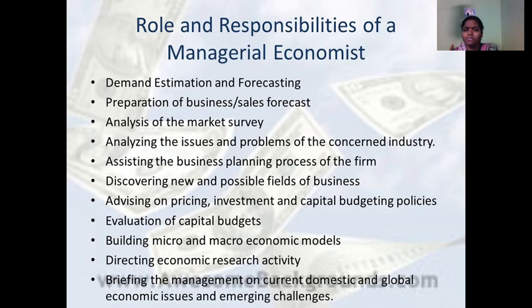The role and responsibility of the managerial economist is nowadays a very tough job, because he is the only person who designs all the things: how the problem has to be solved, how the company and the business are going to be improved. Everything is in the hands of the managerial economist. So first, he must do demand estimation and forecasting, prepare business and sales forecasts, and analyze market surveys, analyzing the issues and problems and the current industry situation. He must also assist the business activity and business planning process. How can he assist?